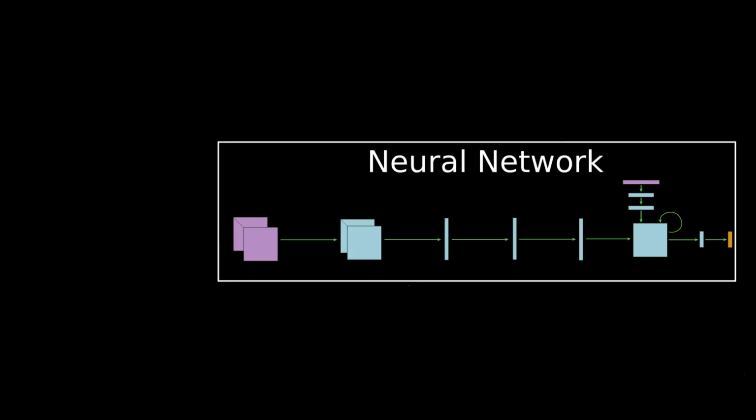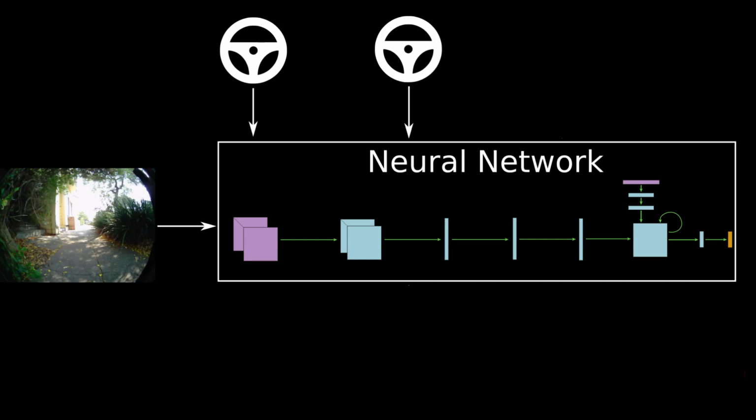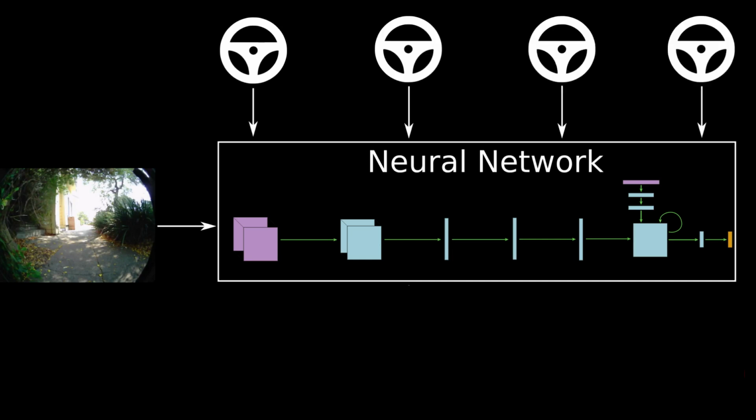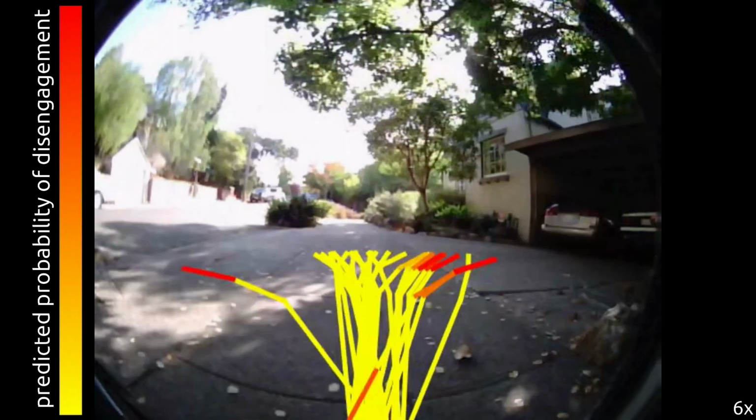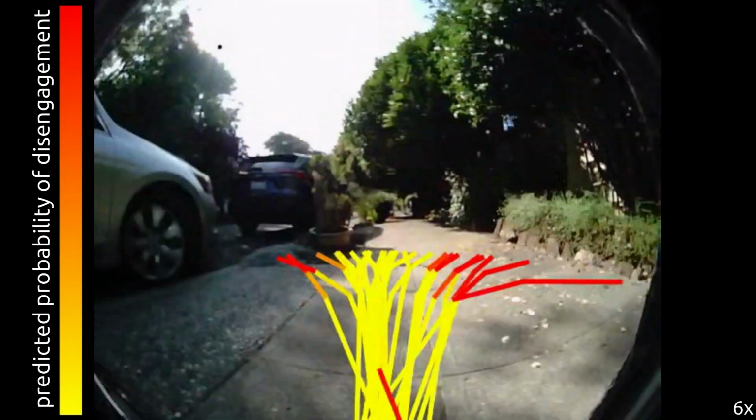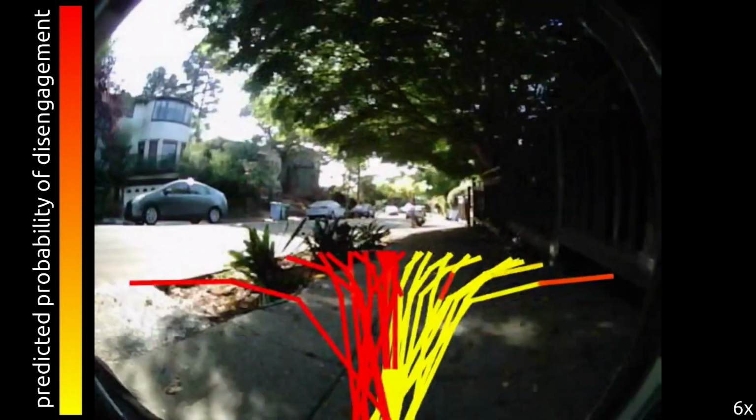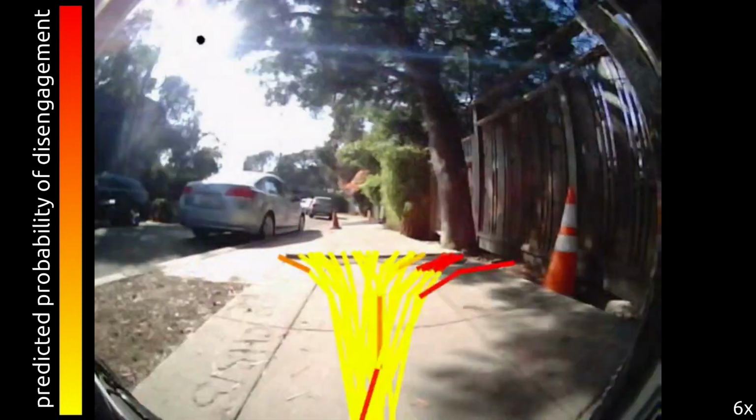We then learn a predictive model that takes as input the current sensor observations and a sequence of future planned actions, and predicts whether the robot will be engaged or disengaged in the future. Here, we visualize the neural network's predictions for which actions lead to disengagements. Using this neural network, the robot can then plan and execute actions that avoid disengagements.